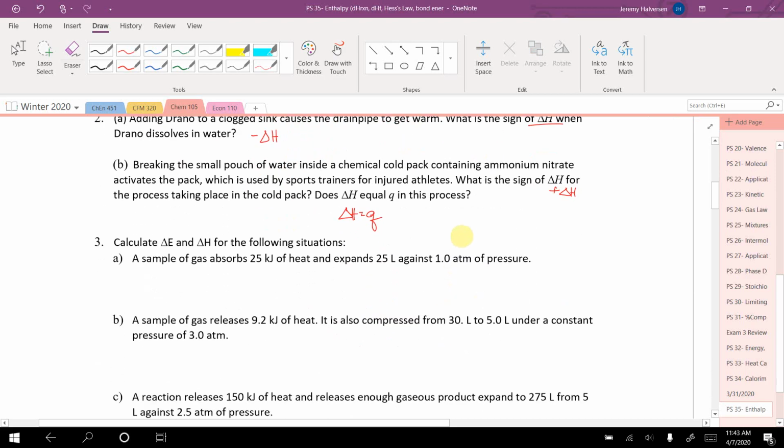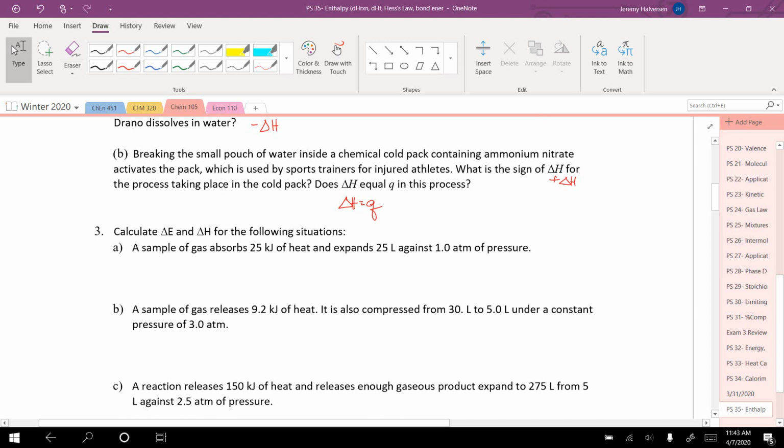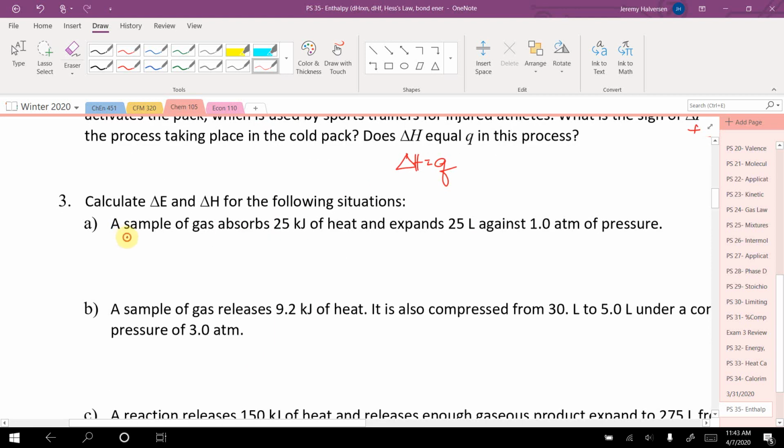Okay, so now we want to calculate delta E and calculate delta H. So remember, delta H equals Q, delta E equals Q minus P delta V. So a sample of gas absorbs 25 kilojoules of heat. Bam, there's my heat. So I've already found what delta H is. I'm going to write over here, delta H equals 25 kilojoules of heat. Okay, and we can also use that here.